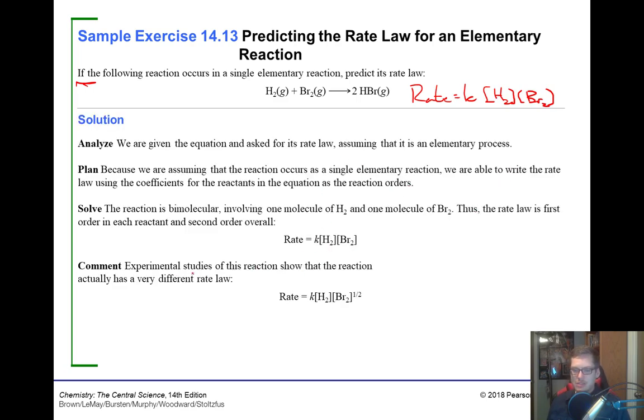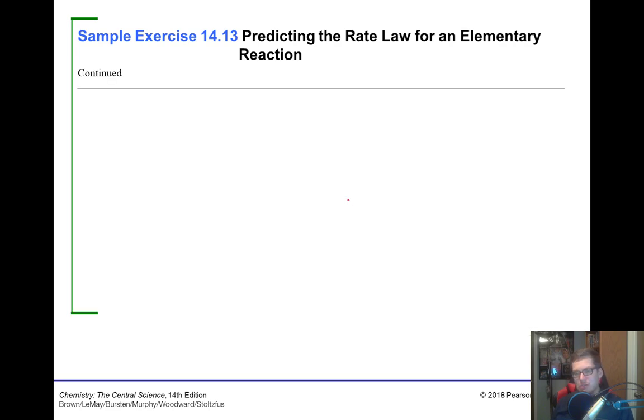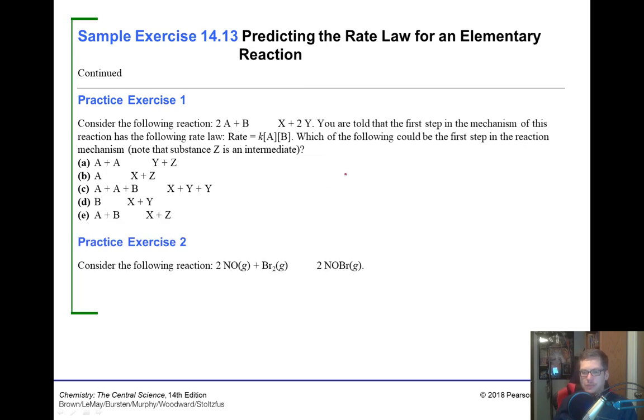And then it's interesting, they say that experimentally the rate law looks something like this. So that shows that it cannot be an elementary reaction, that there's something else going on. It's at least two elementary steps making that mechanism. And you can do a little bit of experimentation to figure out what that is. All right, let's try this guy here.